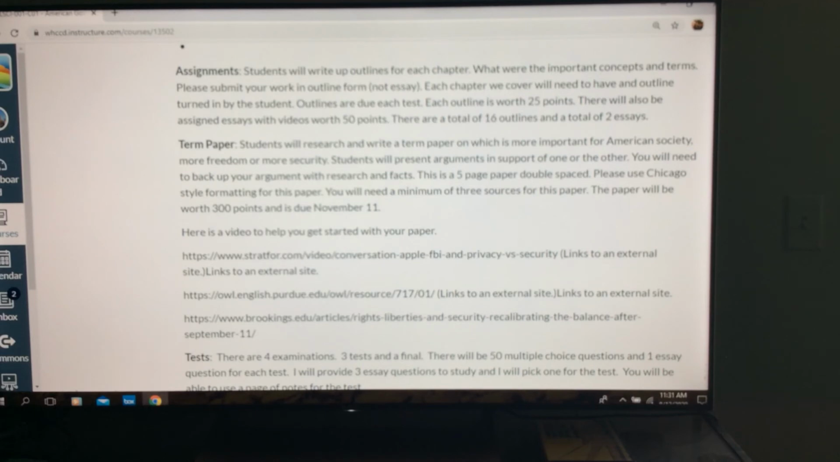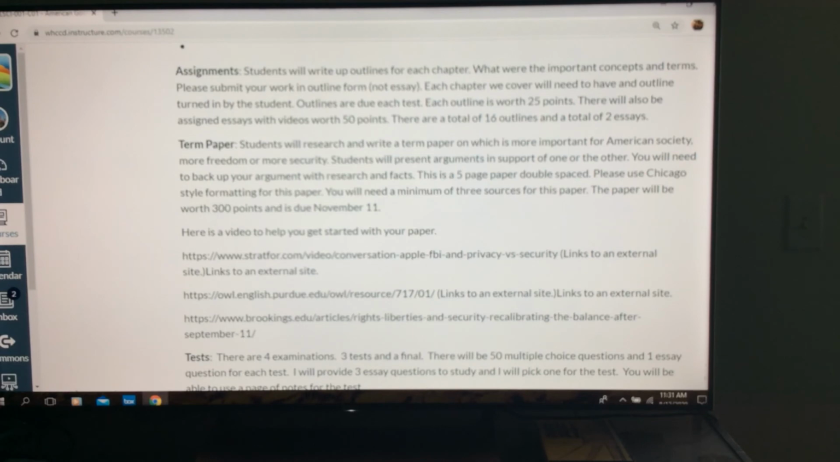Each outline is worth 25 points. There will also be assigned essays and videos worth 50 points. A total of 16 outlines and a total of 2 essays. I don't care what the outline looks like. You can make it any way you want. If you want to use bullet points, dashes, letters, or numbers, I don't care how it looks. Just give me an outline. Don't give me essays. Give me an outline of the assignments. Once you do that, we'll submit those into Canvas. They're due every week, and they're due on Wednesday at midnight.